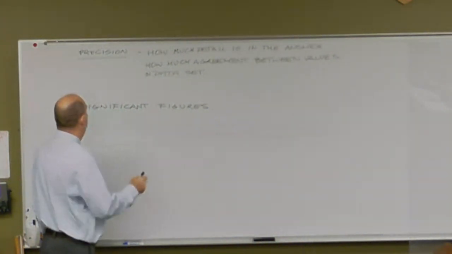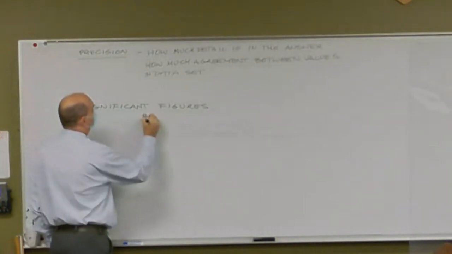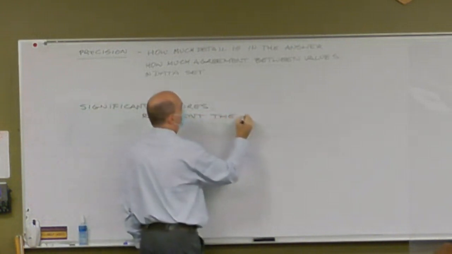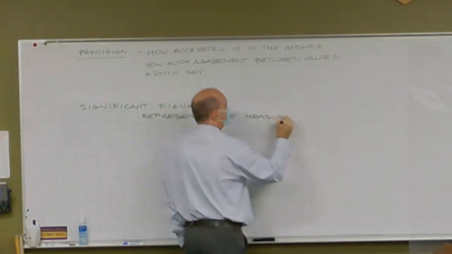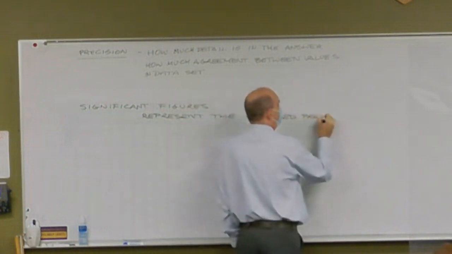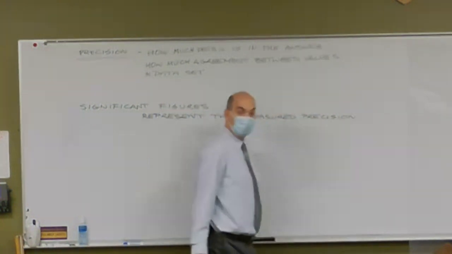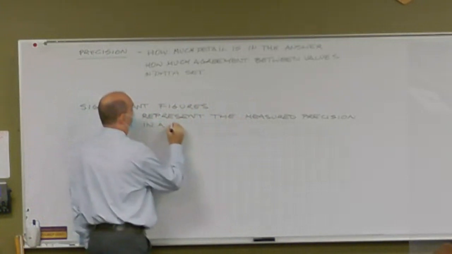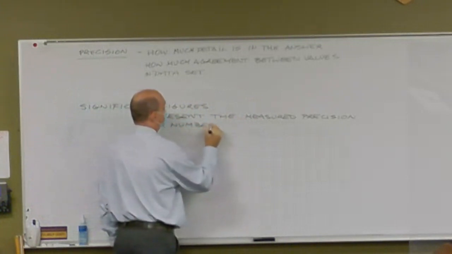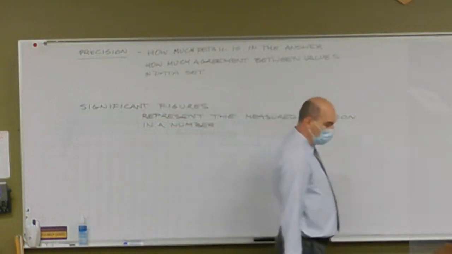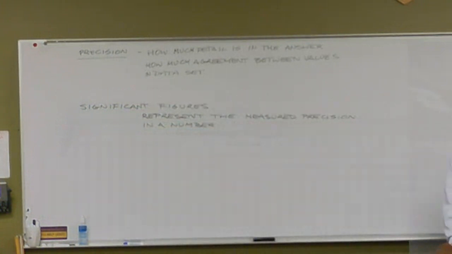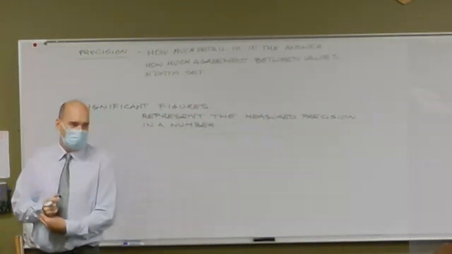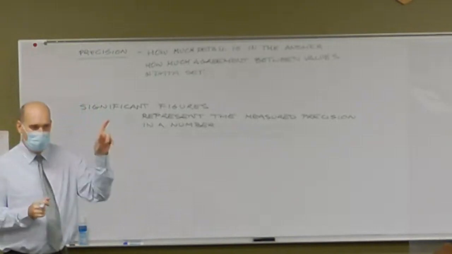So significant figures represent the amount of precision that a measurement is allowed to have. So these represent the measured precision in a number. And all you have to do is count how many digits there are in the number that you're looking at and count them up, because that's your number of significant figures, with an asterisk.